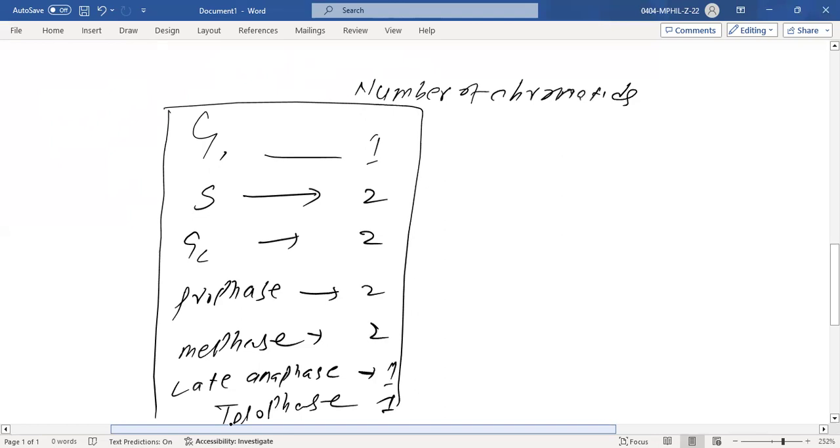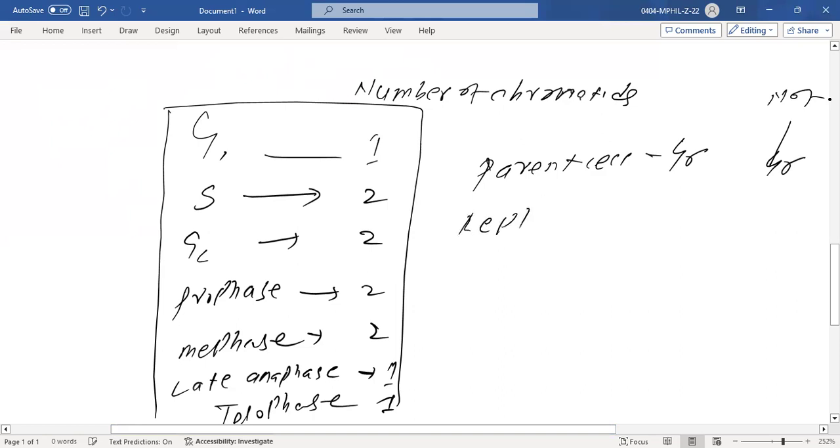So you should consider human beings. Parent cell, how many chromosomes are there? 46. Number of chromosomes are 46. Number of chromatids, I'm writing here. You should consider number of chromatids. Also 46. Is there any change in it?